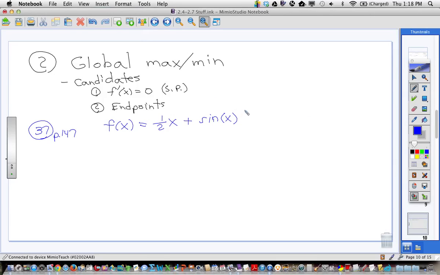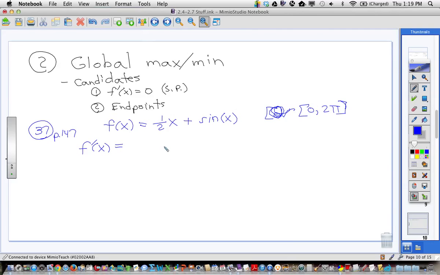All right, so this is some graph. We're looking at it from 0 to 2 pi. We want to see where its highest point and its lowest point are in that interval. Well, there are two places it could happen, at the endpoints or at the stationary points. So let's do the stationary points first. So let's do the derivative.